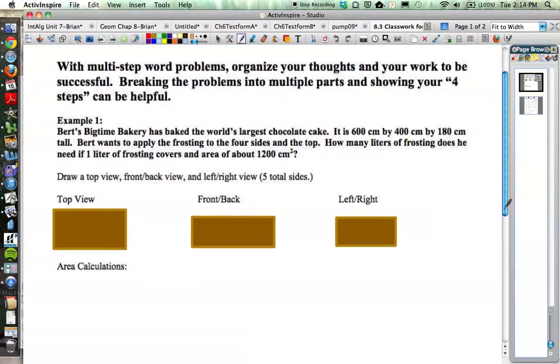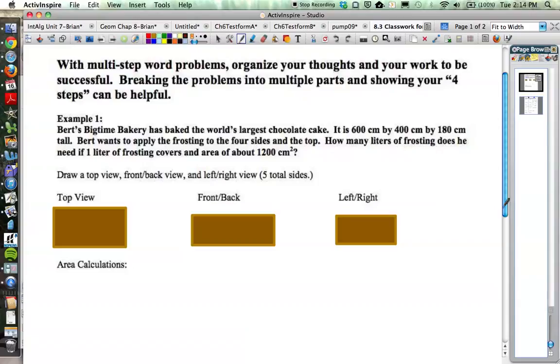Notice I've already started to organize. I did a little bit of work ahead of time and thought through, well, if I'm going to do this problem well, I really need to think about what I'm going to have to find. A cake has 6 sides to it. However, when we are frosting a cake, we are not frosting one of those sides, right? We're not frosting the bottom of the cake.